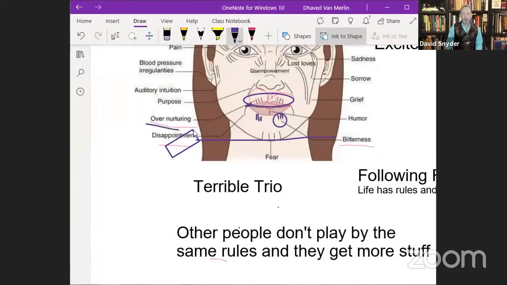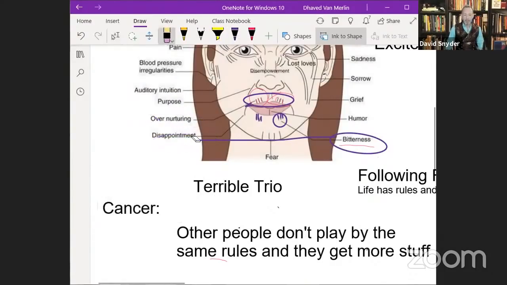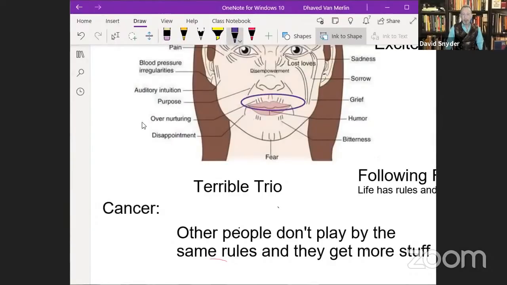Okay. Now, when you take over nurturing, disappointment, and bitterness, you have a recipe for cancer. I've said this many times in other trainings. There's no such thing as an emotionally healthy cancer patient. Now, it does not mean if you have these lines that you're going to get cancer. It does mean, however, that if you have these lines, you need to start giving to yourself more than you give to others. You need to stop expecting people to return things at the same level. And you need to realize that you don't have to follow those rules.